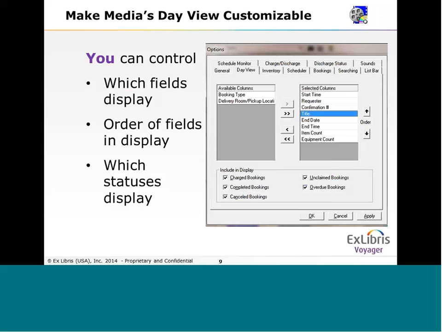You do that by selecting available columns and moving them to the right, or selecting selected columns and moving them to the left to remove them from the view. You can also change the order via the up and down arrows to the right. At the bottom, there are things that you can choose to include in the display or remove, such as completed bookings, canceled bookings, overdue bookings, etc. So you now have very complete control over what displays and does not display in the Day View in media scheduling.